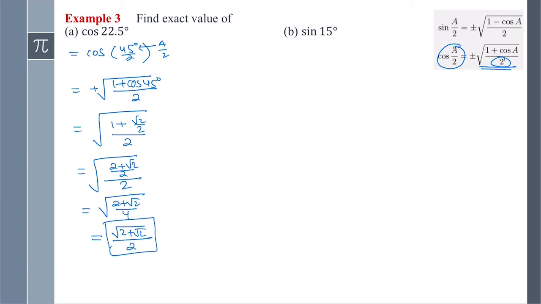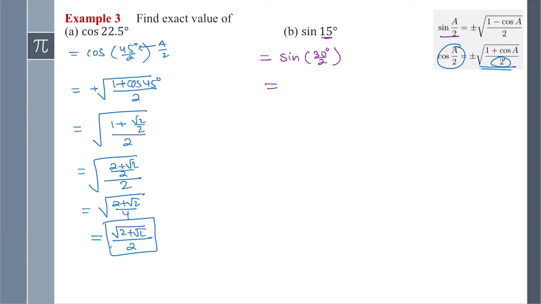So this is the exact value. We are not going to put it into the calculator. Now the next one, sine 15 degrees. We know that 15 degrees is half of 30 degrees, so this can be written as sine of 30 degrees over 2. And then we'll use the half angle formula for sine.